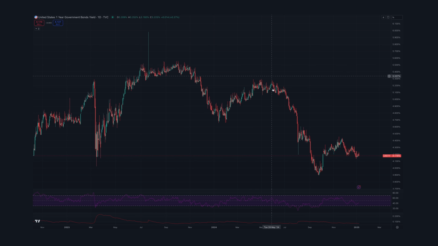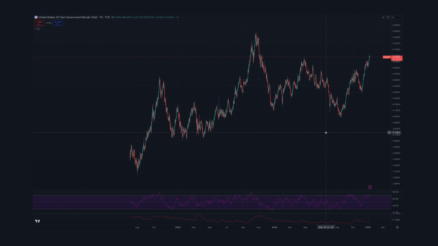You can have bull steepeners. That's not what we had this time. We had a bear steepener. Short-term interest rates dropped a tiny bit, but long-term interest rates have risen a lot, which means it was a bear market for those bonds. Bear steepener.